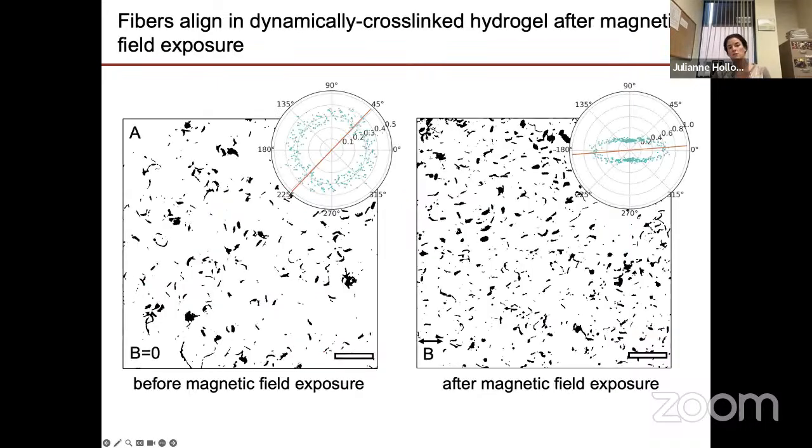We also looked at this for the dynamic hydrogel. And so this is really unique and exciting because we're applying the magnetic field to an already cross-linked hydrogel. And so in this case, this allows us to trigger fiber alignment at any time after the hydrogel is gelled. And again, you see before magnetic field exposure, we see this random alignment in this 360 degree histogram. And after magnetic field exposure, again, you see the alignment of these fibers. And this is most visual in, again, this histogram here.